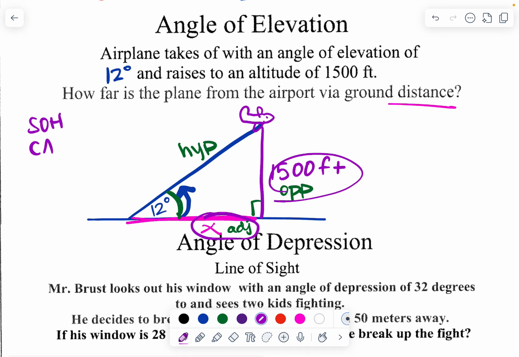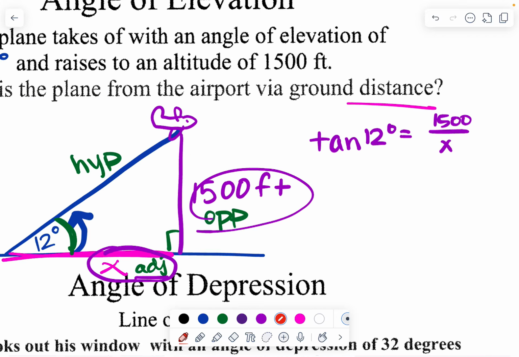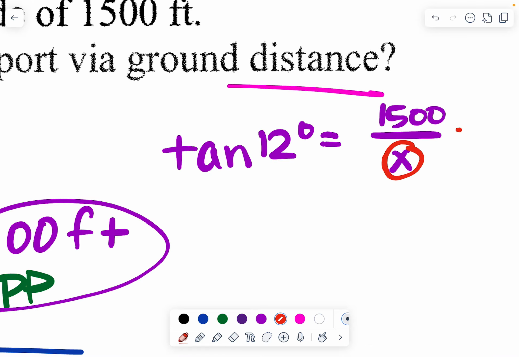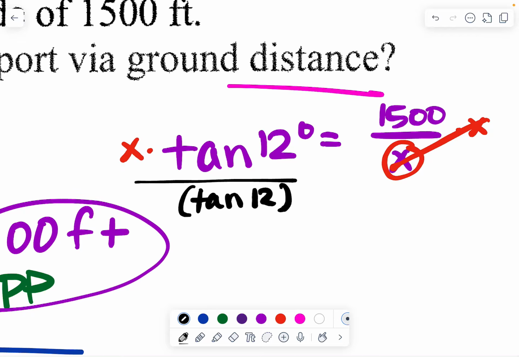So in SOHCAHTOA, we're going to look to see what deals with the adjacent and the opposite. Adjacent and opposite are right here. So we're going to say TOA, tangent of the angle equals the opposite side over the adjacent side, which is X. And now we're going to solve for X. Because X is in the denominator, we have to multiply it out. We're still looking for X, so we're going to divide both sides by the tangent of 12.